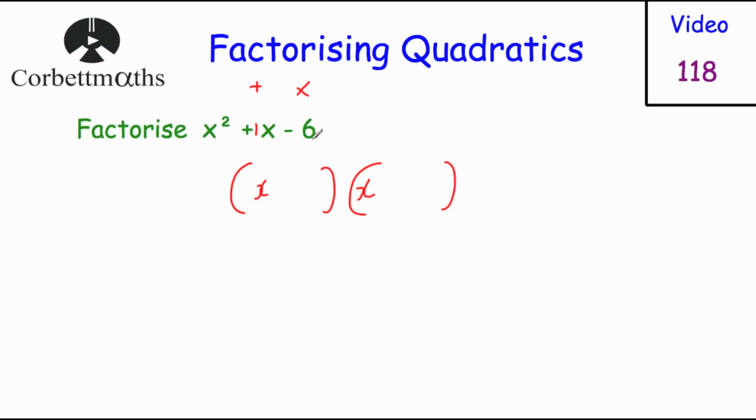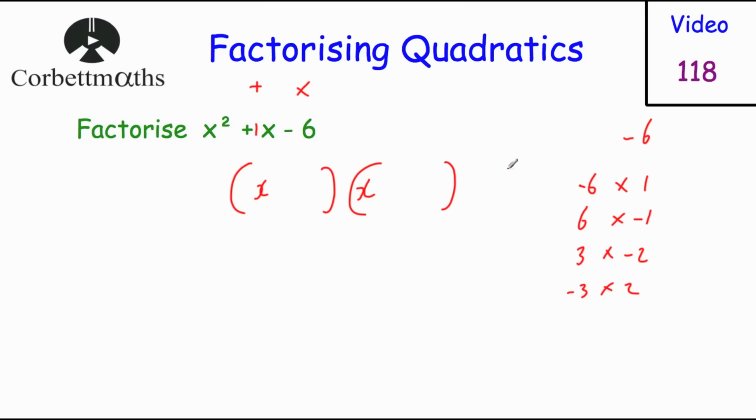So we want to find two numbers that will times together to give you minus 6 and add together to give you 1. So let's think of numbers that times together to give you minus 6. We could have minus 6 times 1, we could have 6 times minus 1, we could have 3 times minus 2, or we could have minus 3 times 2. So these are all our options which will times together to give you minus 6.